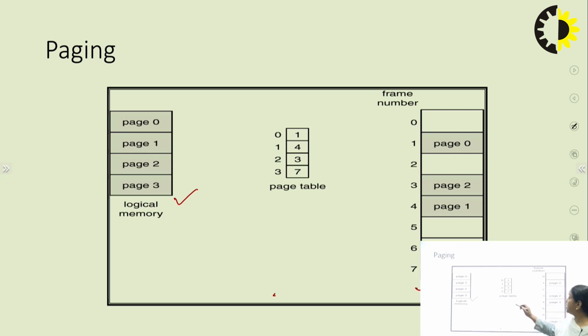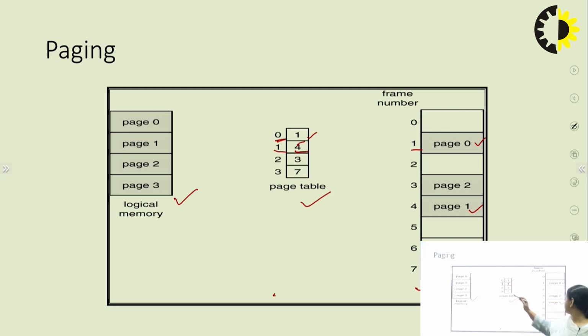Now we need a page table or a memory management unit to keep the information about the frames and pages. You can see here 4 pages are there, 0, 1, 2, 3. This is page number 0, and it is stored in frame number 1, so we have frame number 1 in the page table. Page number 1 is stored in frame number 4, so we have the information about page number 1, frame number 4.